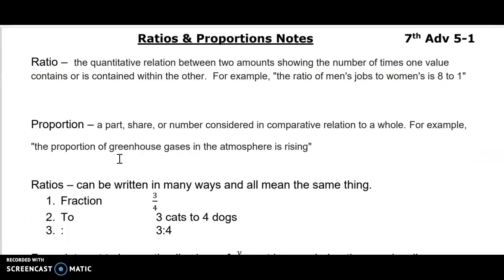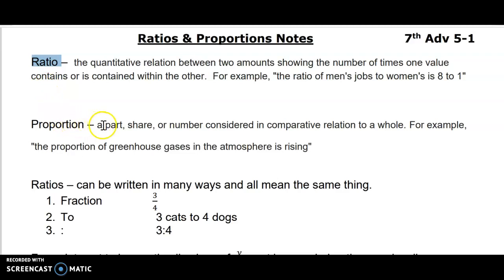Okay, here's the notes for 5-1, specifically on ratio and proportions notes. A ratio is the quantitative relation between two amounts showing the number of times one value contains or is contained within the other. For example, the ratio of men's jobs to women's is 8 to 1. This also is a fraction.